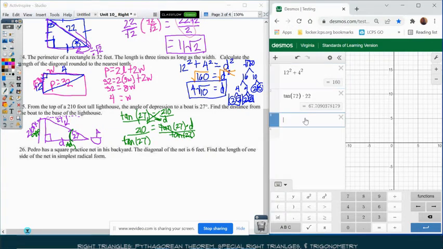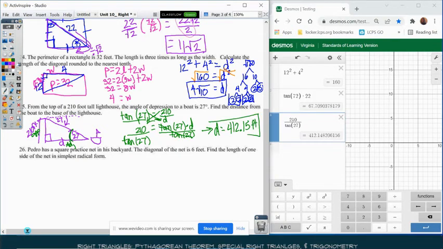And so just leaving it up to our calculator now: 210 divided by the tangent of 27. So here we are. I'm running out of room. The distance is 412.15 feet for us. Just over 412 feet from the boat to the lighthouse.